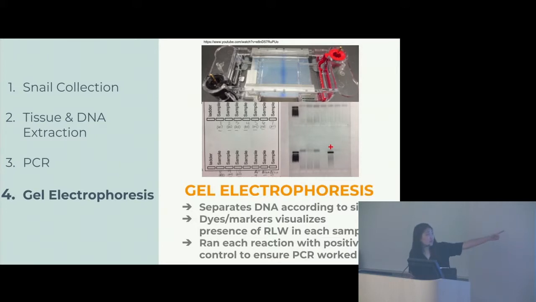If you can see on the bottom right picture, the black band that has the plus sign above it is a positive control. You can see how it really shows up on the gel, and that shows the presence of rat lungworm DNA, which differentiates it from just snail DNA that would have been found in the sample anyway. And I have full confidence in my results because I ran all these reactions with positive controls to ensure that my PCR had worked and had actually amplified that DNA.